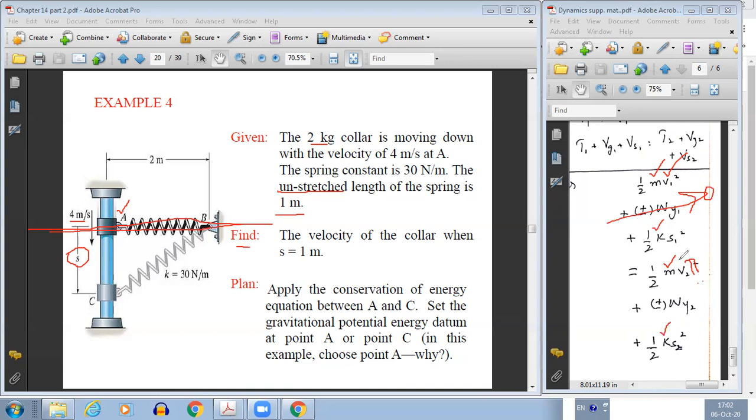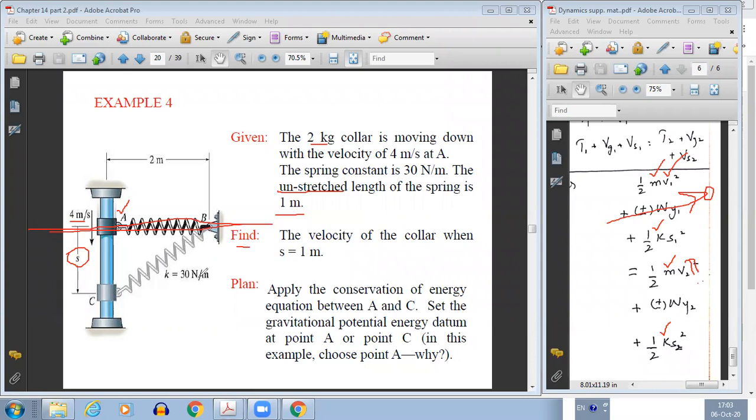S1, what would be S1? The unstretched length of the spring is 1 meter, and initially when it is at A, the total length of the spring is 2 meter. So what do you think? What is S1? Zero? No. Unstretched length is 1 meter, but at A, the total length of the spring is 2 meter. So 2 minus 1 equals 1.